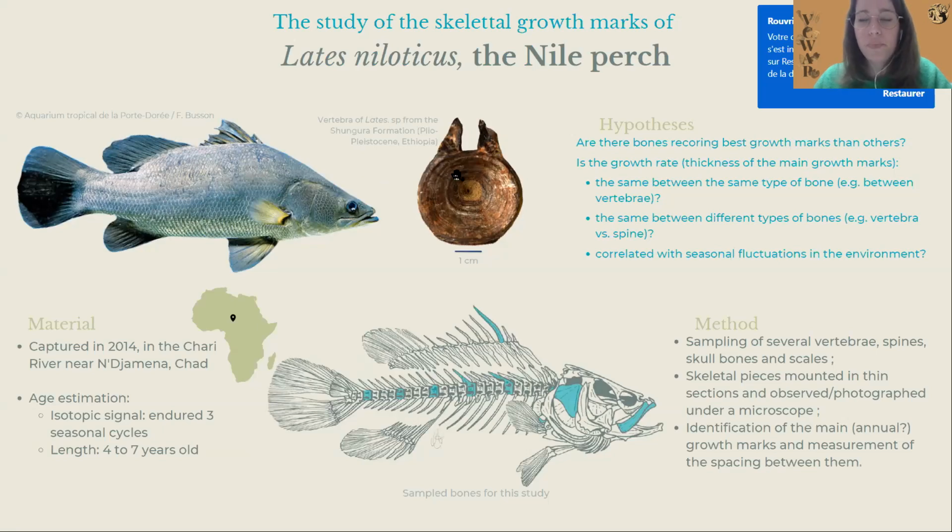So we tested the consistency of the growth rate within one individual, within its bone and between the different types of bones, and also the correlation between the growth rate and the climatic condition it's under. The study specimen was captured in 2014 near N'Djamena in Chad. And we sampled different bones that are often found in the fossil record and that allow the identification.